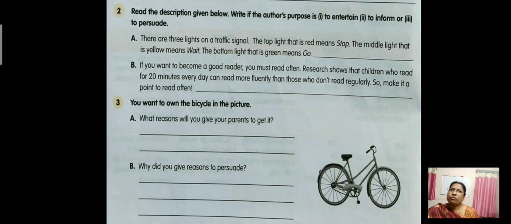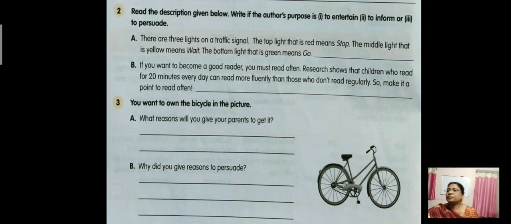So author is not informing. He is not entertaining. So he wants to persuade you. Okay, he wants to convince you that you have to read every day for 20 minutes in order to become a good reader. So here it is to persuade. So you can write in B1 to persuade.